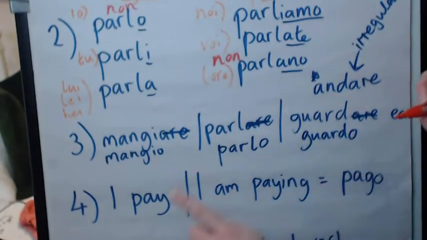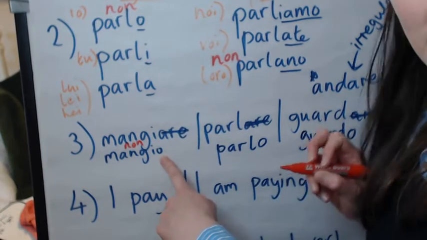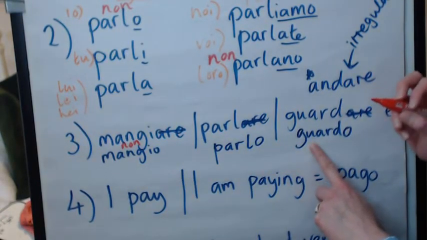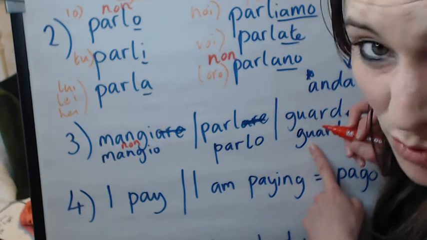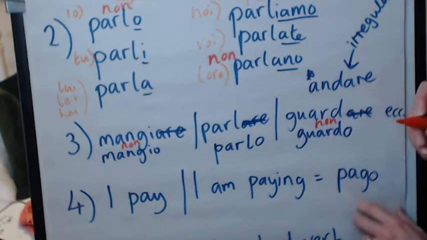Mangio la carne. I eat meat. Non mangio la carne. I don't eat meat. Guardo il calcio. I watch football. I'm watching the football. Non guardo il calcio.